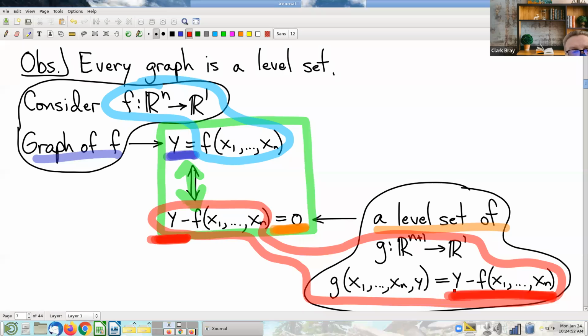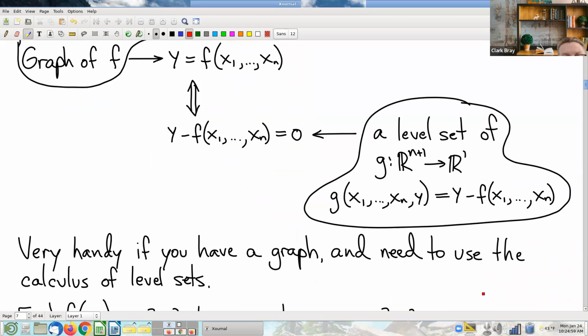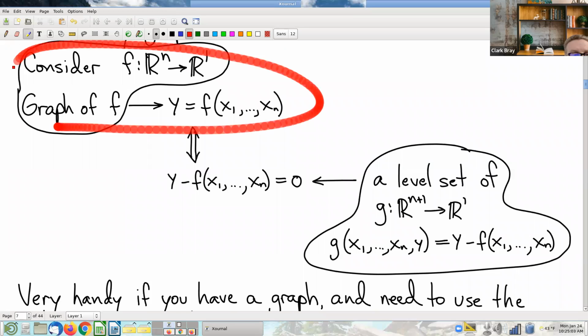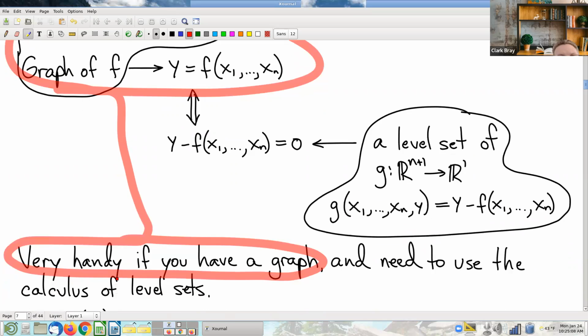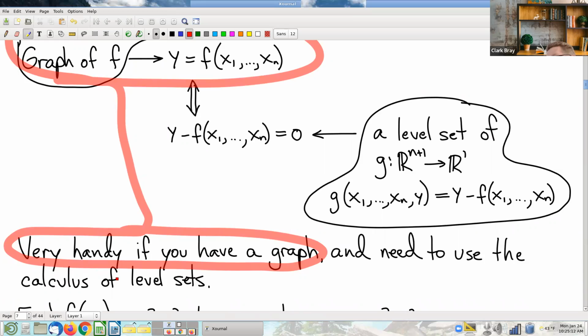So this is arguably just kind of throwing terminologies around. Why would we care about this? Well, because sometimes you have a graph given to you, right? Sometimes you are looking at that algebra. And yet the calculus of level sets sure would be handy. Maybe the thing that you need geometrically is something that's just not part of the discussion of the calculus of graphs, but it is absolutely just immediately given by the calculus of level sets.